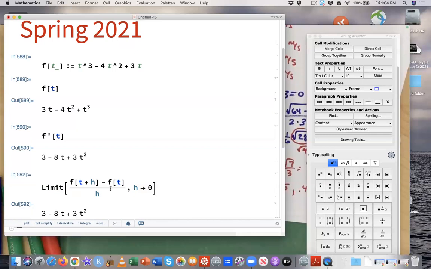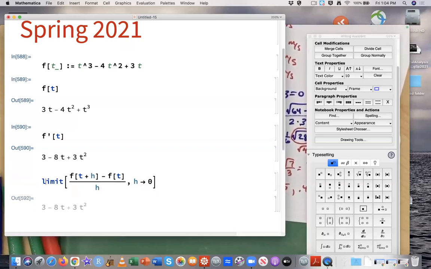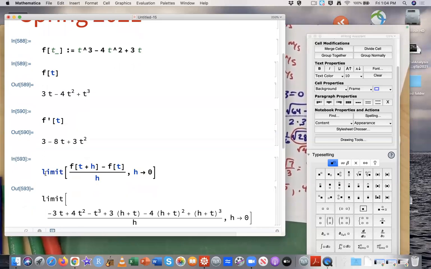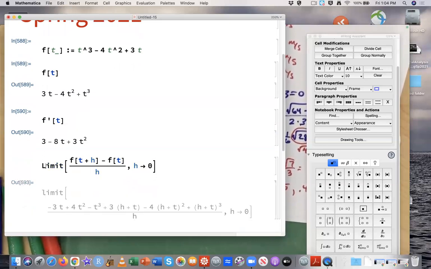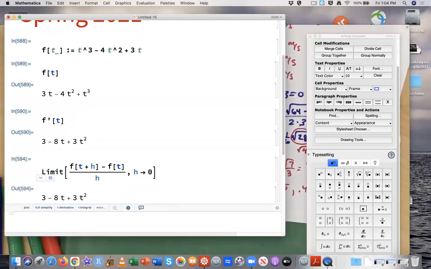Capital letters for built-in commands like limit are absolutely necessary. You need a capital L there. If I did a lowercase l, it would not work. Built-in functions in Mathematica come with capital letters in certain spots, certainly at the very beginning of the word.